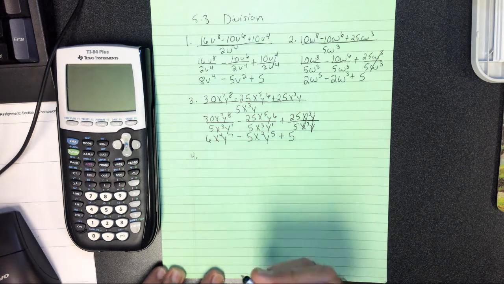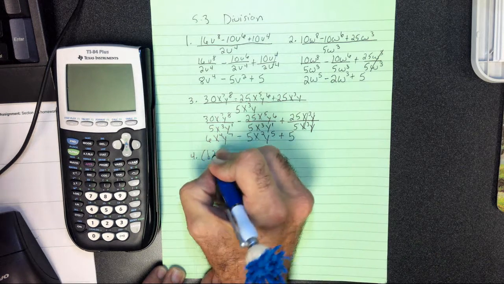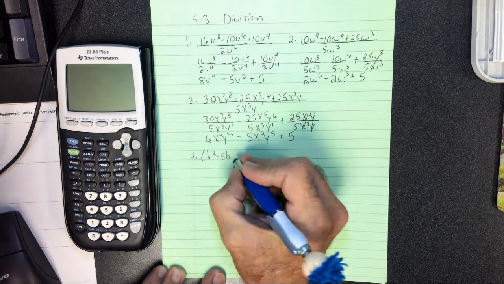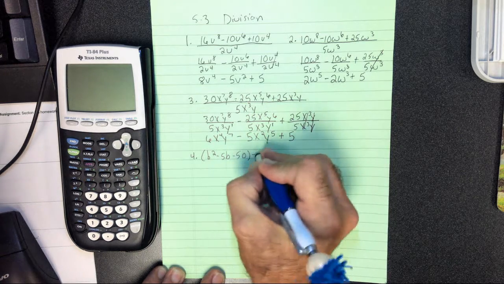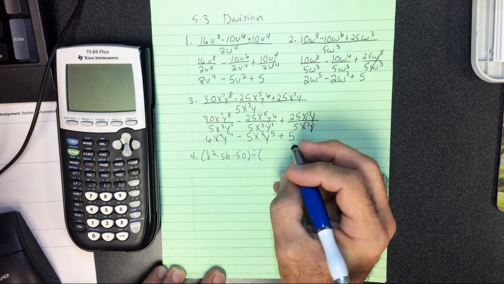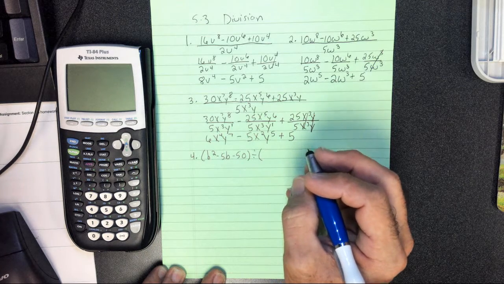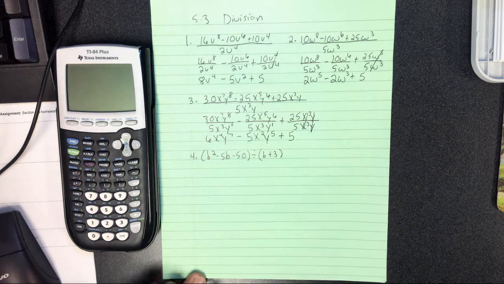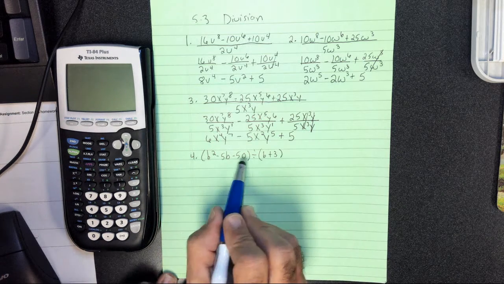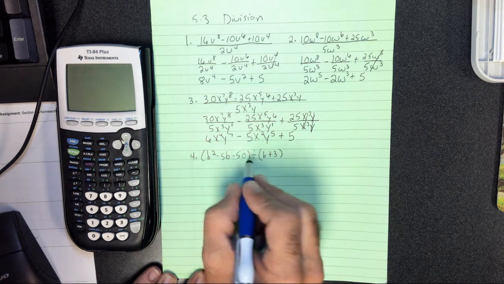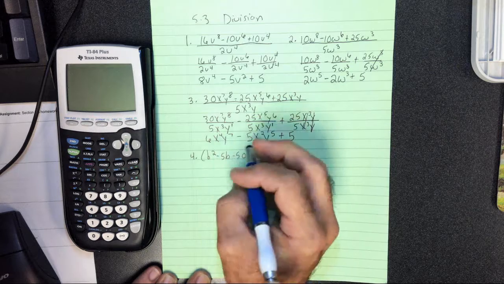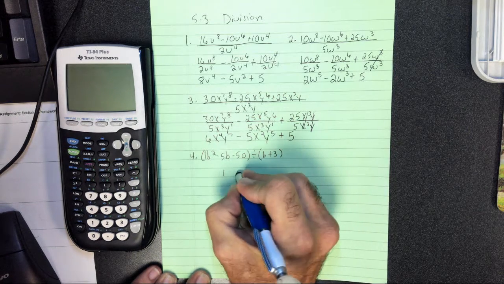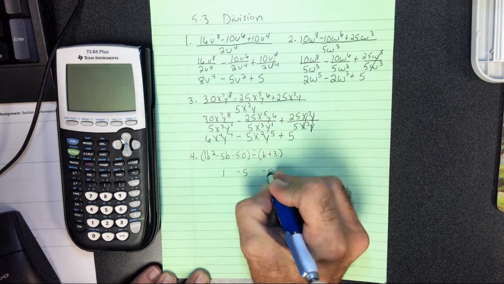Alright, 4, let's see. This one is going to be synthetic division. And we're going to divide by b plus 3. Alright, so synthetic division, we write the numbers of the coefficients of the polynomial. And remember, in front of the b squared is like a 1. So we're going to write the 1, the negative 5, the negative 50.